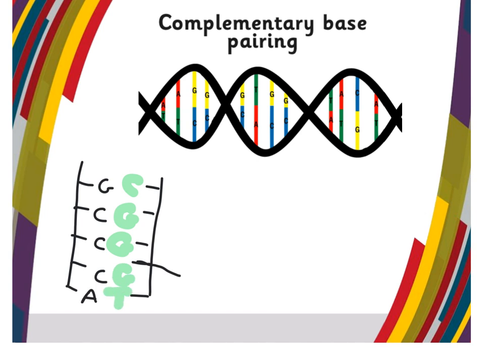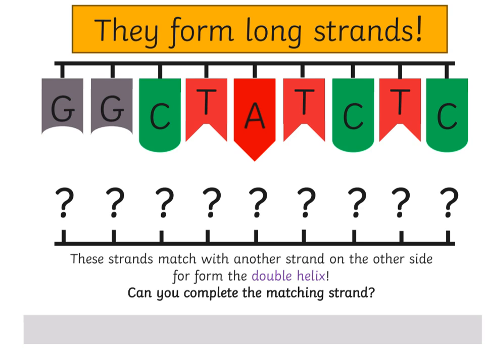Okay. This is a slightly fancier version of the one that I drew out. So it's the same question, but just presented slightly differently. So now what you've got is a strand of DNA that's got a G, G, C, T, A, T, C, T, C. And all you need to do is see if you can do the other side of the strand to make this a complete double helix. So pause the video and have another go.